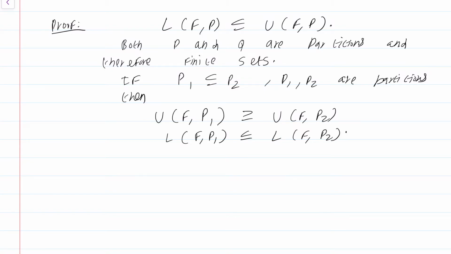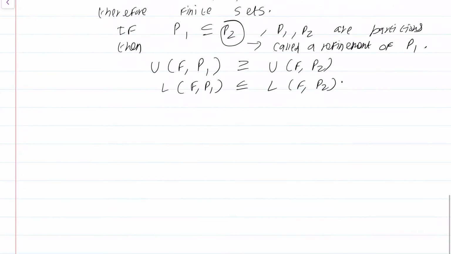Okay, so such a thing, this P2 is also called a refinement of P1 for obvious reasons. The terminology here is very intuitive and visual. If one partition contains another partition, we say that the larger partition is a refinement of the smaller partition. Now what this is saying is, when you refine a partition, the upper sum has to decrease, whereas the lower sum has to increase. Why is this the case?